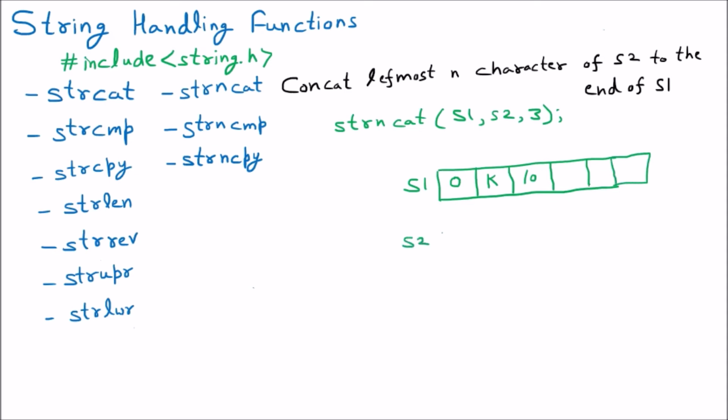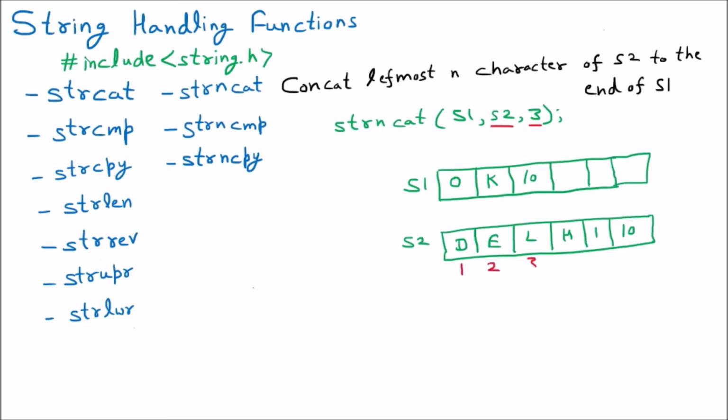Taking one more array S2. Now inside that, let us suppose, we are having Delhi. So Delhi is there, /0. Now here we are saying three characters of S2. So first of all we are taking the three characters of S2, that is DEL, and we are going to concat, meaning combining, at the end of S1.